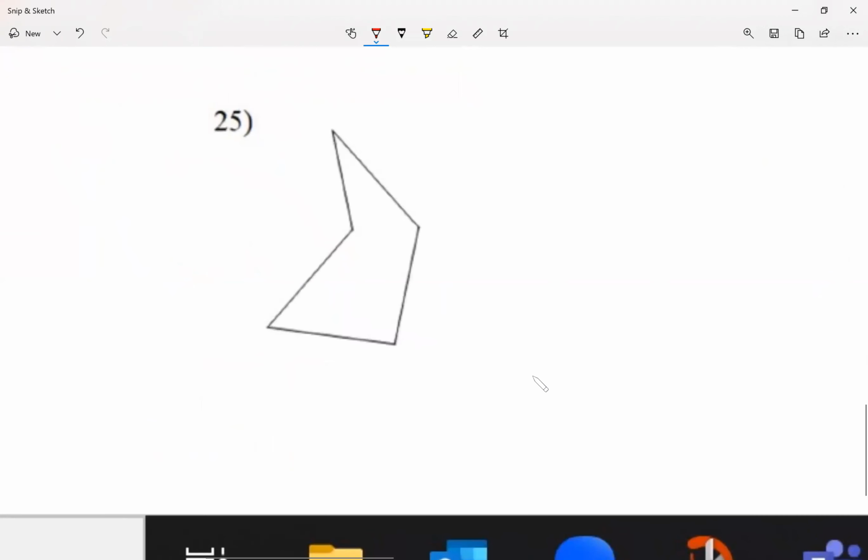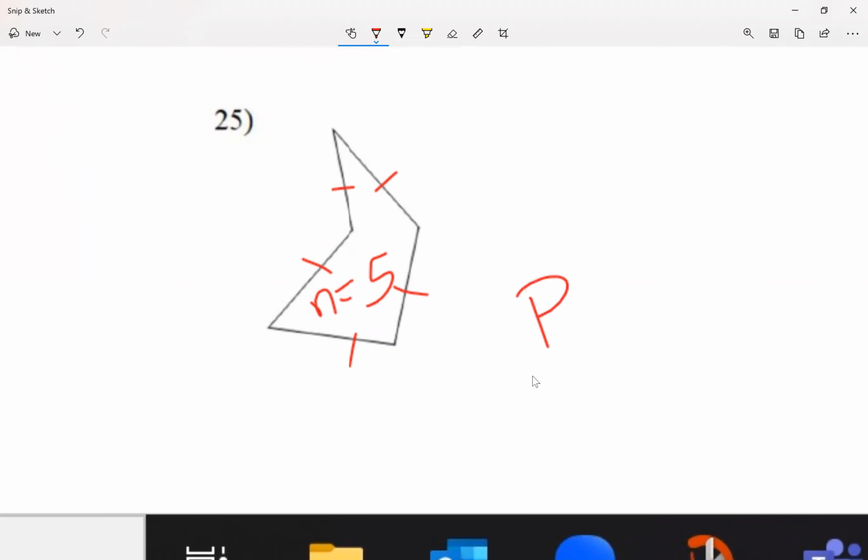Let's take a look at number 25. Let me count the sides. So I'm going to put N, the number of sides. Let me count it. Let's see, 1, 2, 3, 4, 5. This figure has 5 sides. So I want to call this pentagon.